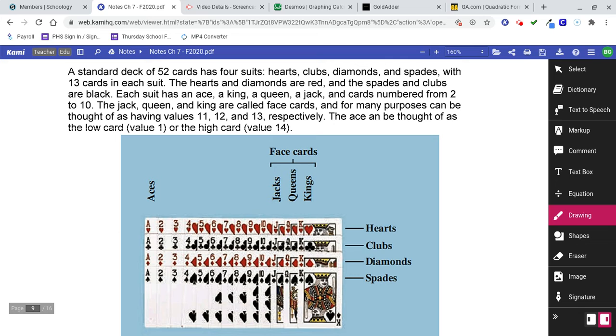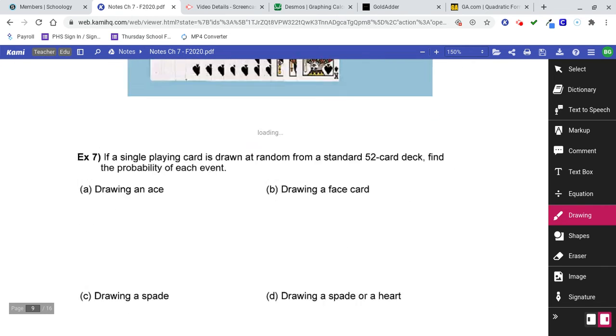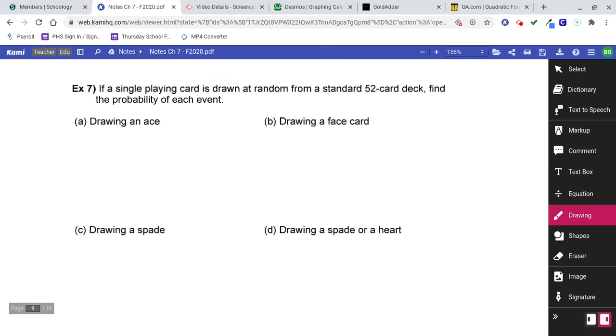How many 7s are there? 4 7s. How many red 9s are there? 2. How many face cards are there? That's 12. That's a tough one because people always think that ace is a face card, but a face card literally has a face on it. And so the king and the queen and the jack have faces on them. So there's king, queen, jack of each of the four suits. That's 12 face cards. So there are a lot of different questions that you need to know about a deck of cards before you can answer some of these probability questions.